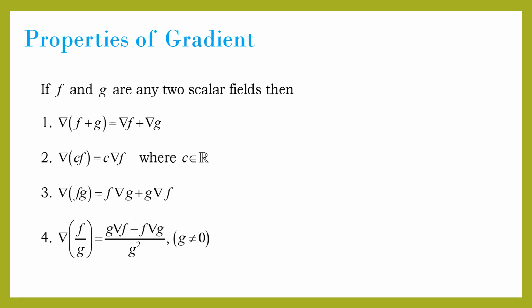It can be written as i cap dou f by dou x plus j cap dou f by dou y plus k cap dou f by dou z plus i cap dou g by dou x plus j cap dou g by dou y plus k cap dou g by dou z. It in turn becomes del f plus del g. So we can prove del of f plus g equals del f plus del g. Similarly, we can prove the remaining properties.